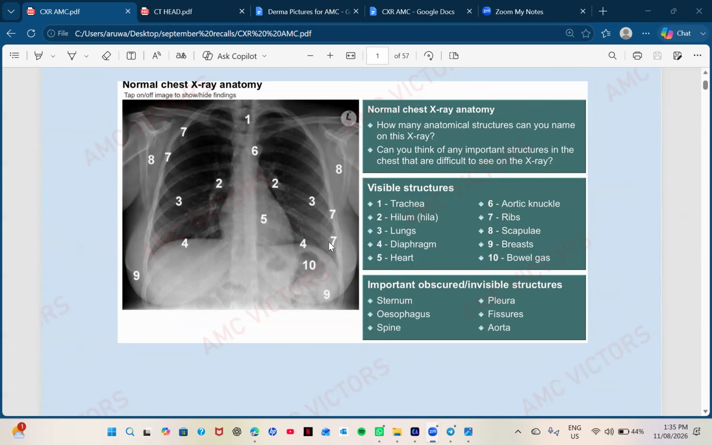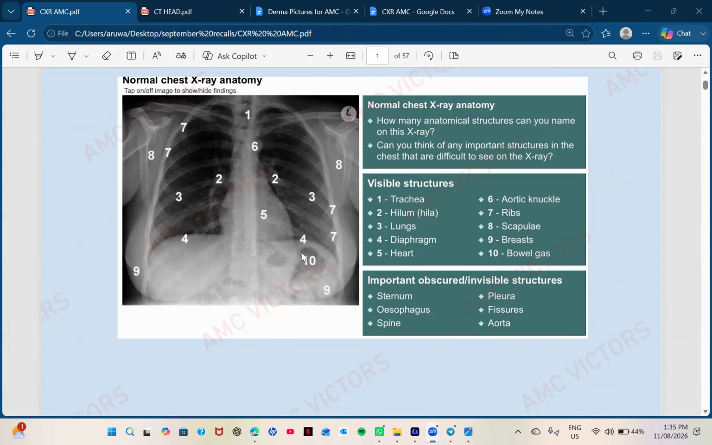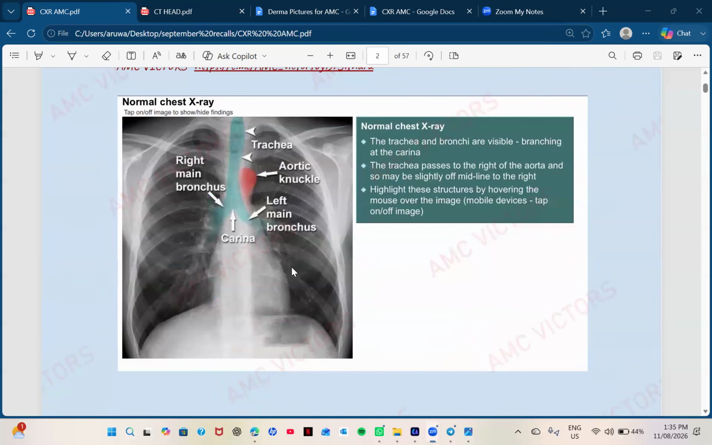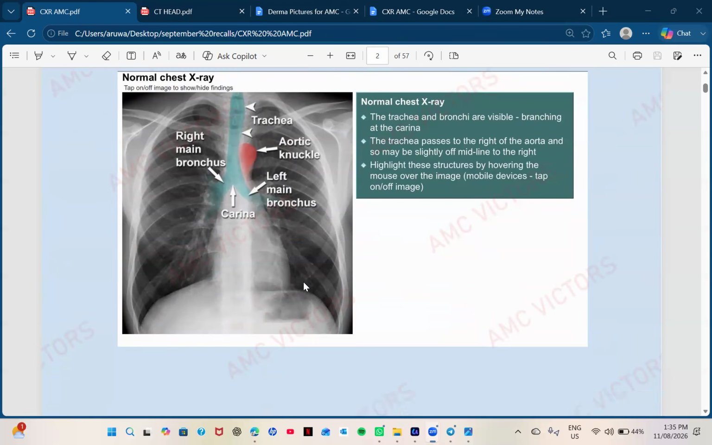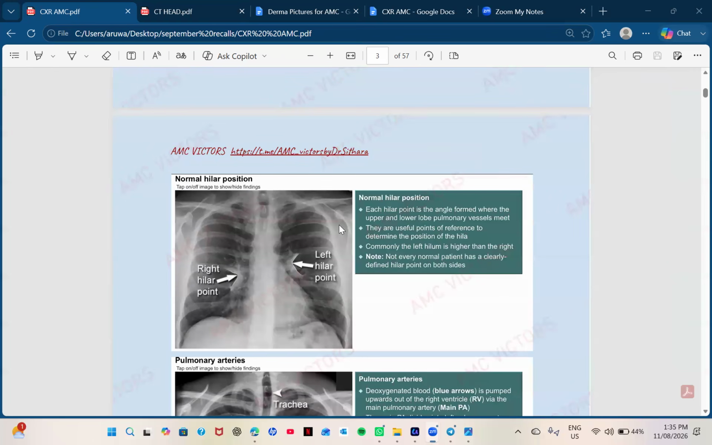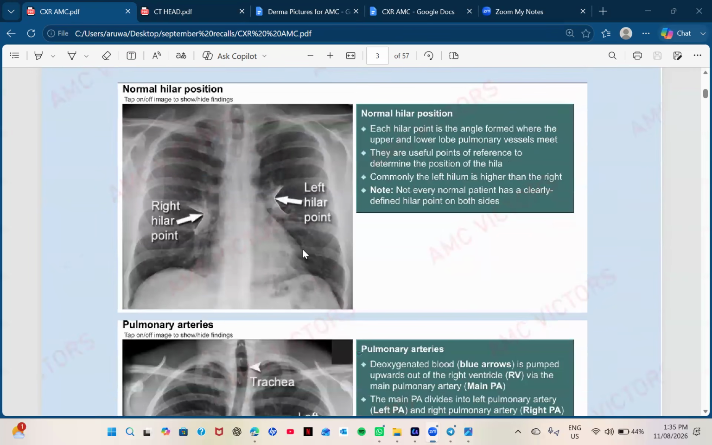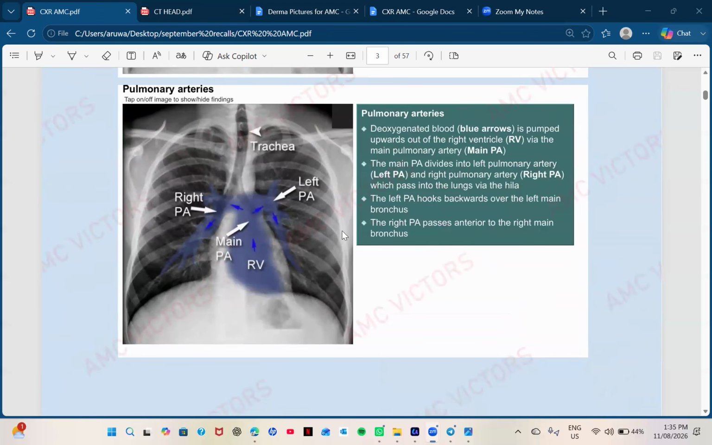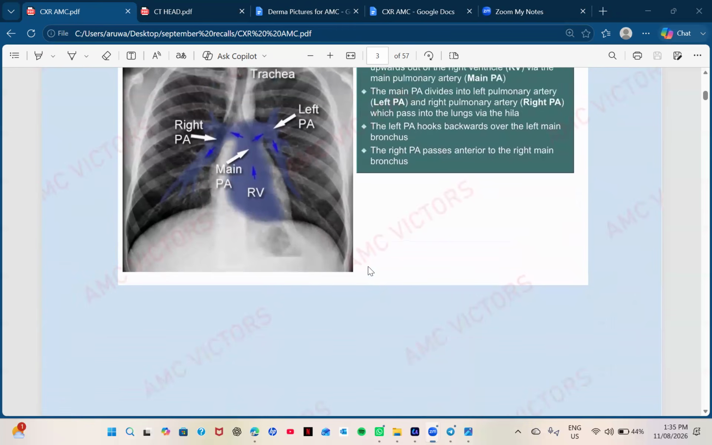Number seven, you can see the ribs. Number eight, you can see the scapula. And number nine, breast tissue you can see on it. Here you can see the bowel gas. Here again, the aortic knuckle and the bronchus we just explained. Left hilar, right hilar. This is the trachea.